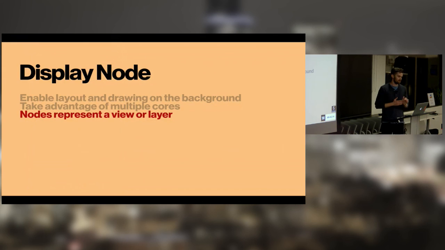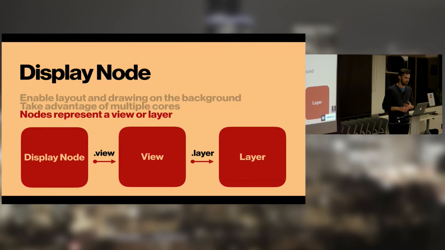A node represents a view or a layer. It's responsible for creating a backing representation when the asynchronous operations are complete. Property values like frame or background color are passed down to the underlying view when it's finally loaded. Nodes are designed to feel familiar to views. And in the same way that a layer backs a view, views back nodes, or a layer can back a node too.